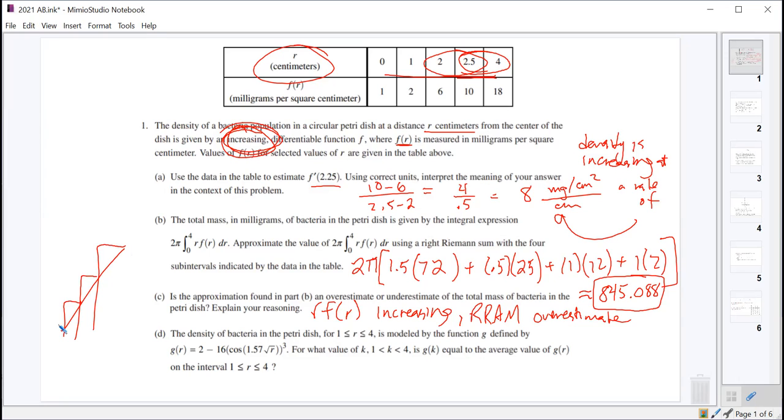If it says explain your reasoning, they want words, not just a picture. But I mean, what I wrote there would be enough, so it's not like you've got to write a lot. Any other questions there on that part?